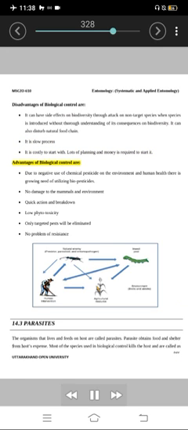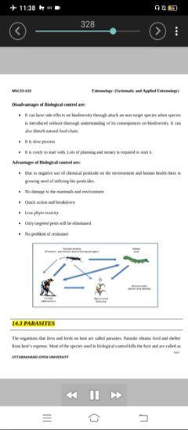Advantages of biological control are: due to the negative effects of chemical pesticides on the environment and human health, there is a growing need of utilizing biopesticides. No damage to the mammals and environment. Quick action and breakdown. Low phytotoxicity. Only targeted pests will be eliminated, no problem of resistance.